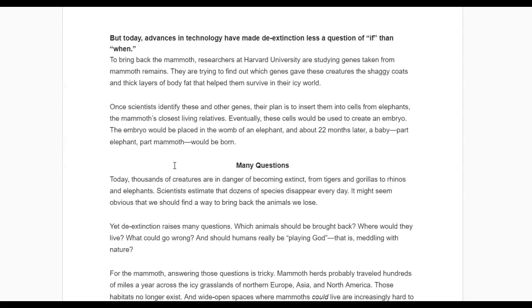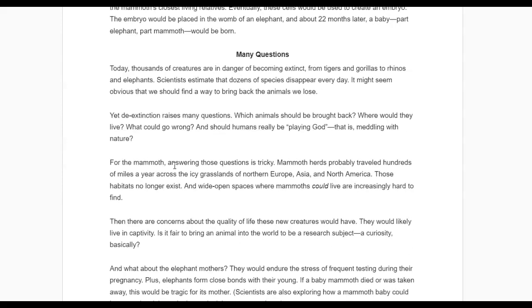To bring back the mammoth, researchers at Harvard University are studying genes taken from mammoth remains. They are trying to find out which genes gave these creatures the shaggy coats and thick layers of body fat that helped them survive in their icy world. Once scientists identify these and other genes, their plan is to insert them into cells from elephants, the mammoth's closest living relatives. Eventually, these cells would be used to create an embryo. The embryo would be placed in the womb of an elephant, and about 22 months later, a baby, part elephant, part mammoth, would be born.